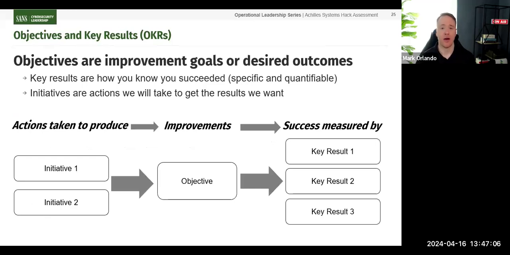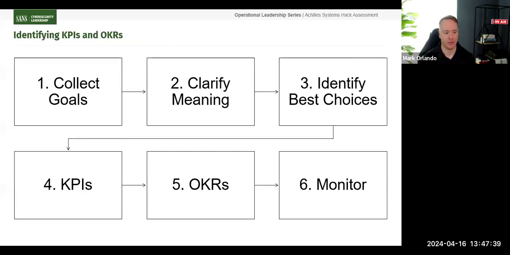Now, for OKRs, we need to think about what our objectives or our desired outcomes are. Let's say we want to deploy some additional preventative controls, or we want to change our incident response capabilities. What are those desired outcomes? What are some key results that will tell us that we have succeeded in achieving those? These key results should be specific. They should be quantifiable. And then what initiatives, what tasks are we going to undertake to make sure that those results materialize? Right? So those are OKRs.